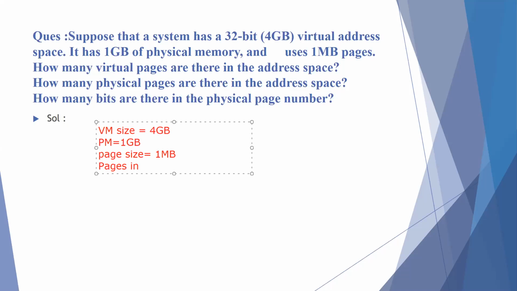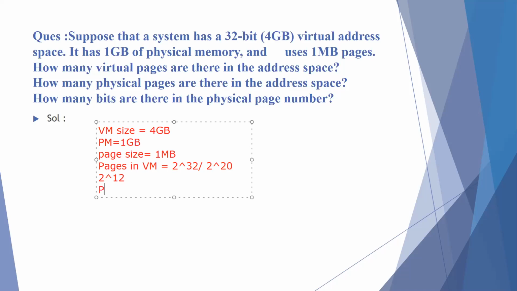It will be 2 to the power 32 divided by 2 to the power 20, since 1 MB is 2 to the power 20. So this makes 2 to the power 12. So we have around 4,000 pages in the virtual memory.